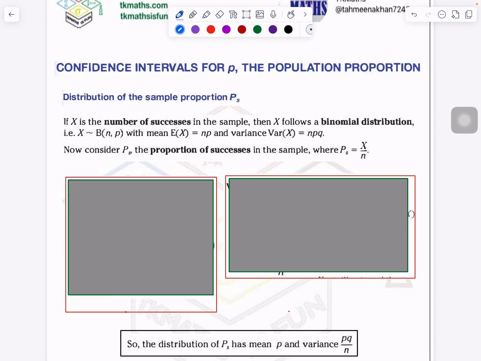Now we have a concept from binomial distribution in S1, that the distribution is B(n, p), and the mean is np, variance is npq. And how do we calculate proportion of success? From the total, how many it is happening. For example, out of 50 students, 12 students got A star. So proportion of success will be 12 over 50. So this is the formula for it, right?